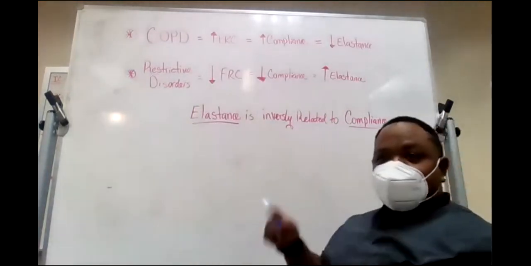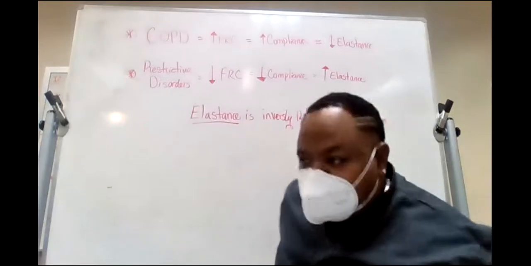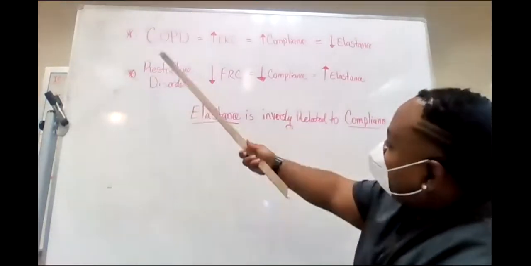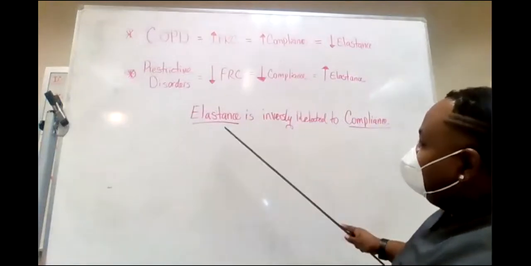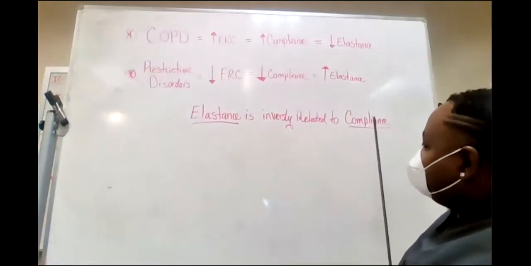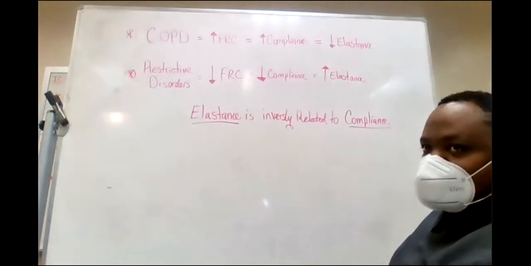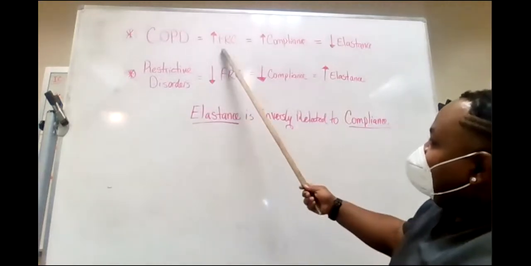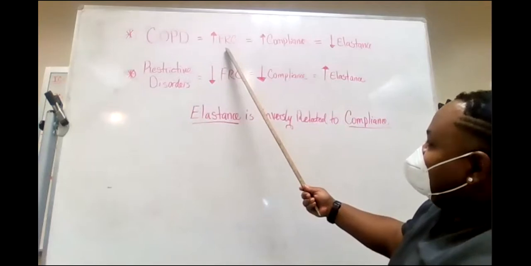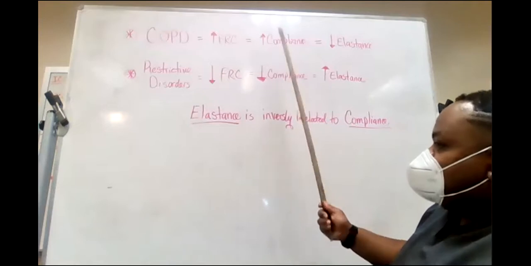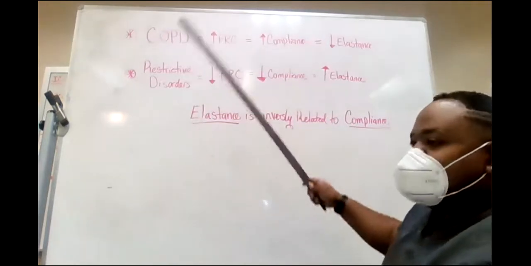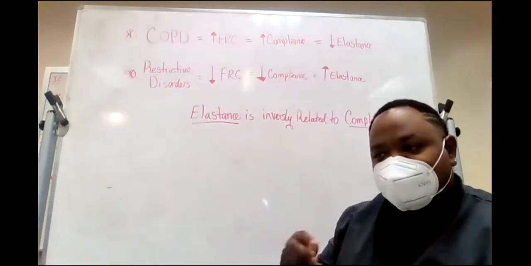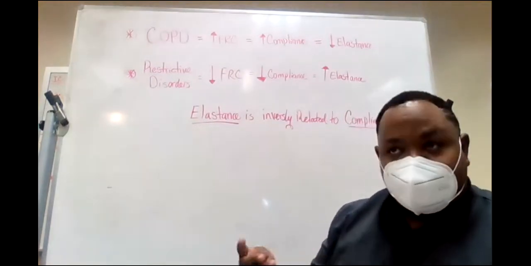See that? Make sure you write all this down, so that you can be comparing, because these equal. This is equal, this is equal. So if these two are true, then elastance is inversely related to compliance, and you can say all kinds of stuff. I can say a high FRC is directly related to compliance. We already said that. So you have to be able to distinguish these, guys.